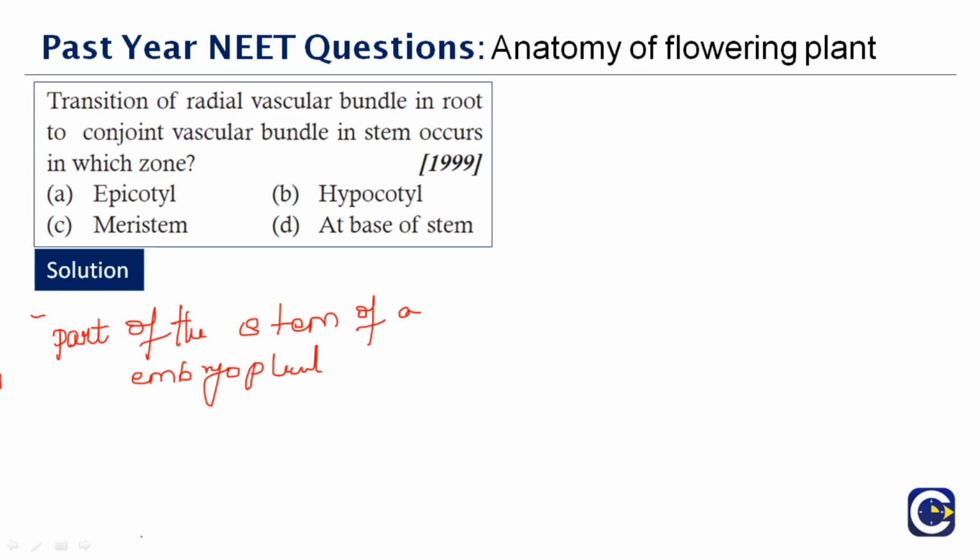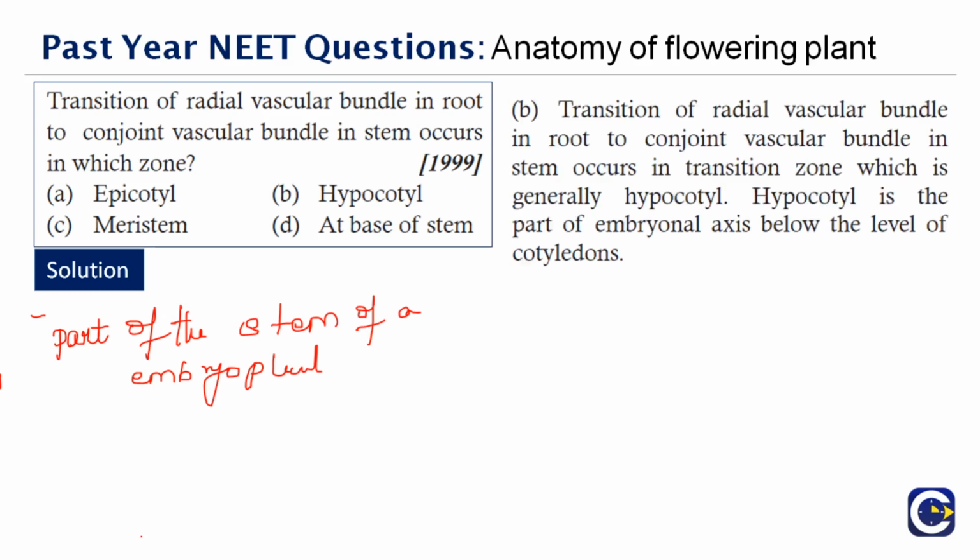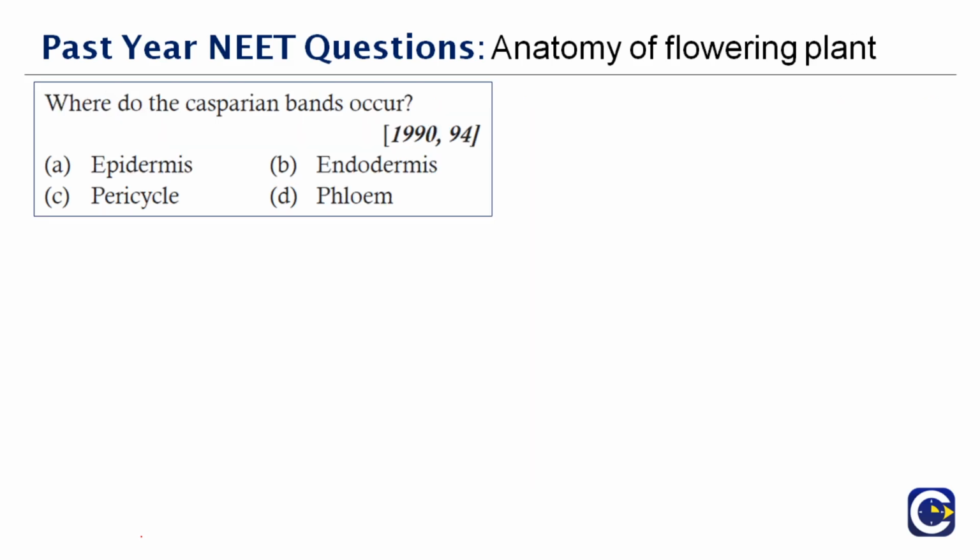So the transition of the radial vascular bundle in root to the conjoint vascular bundle in stem occurs in which zone? Hypocotyl. It is a part of the embryonal axis below the level of the cotyledons, or you can say simply below the seed leaf. The correct answer is option B. Next question here. Where do the Casparian bands occur?